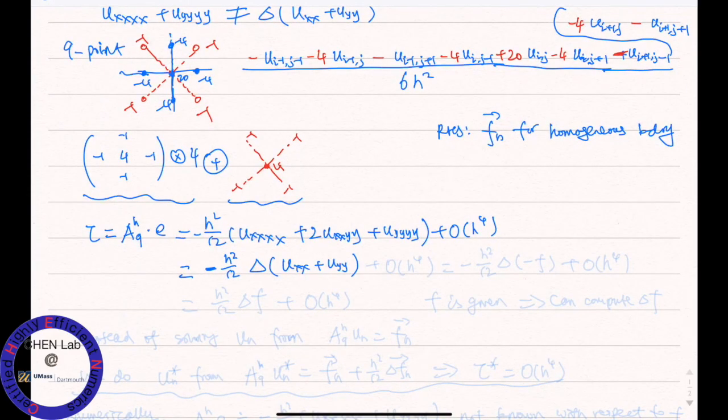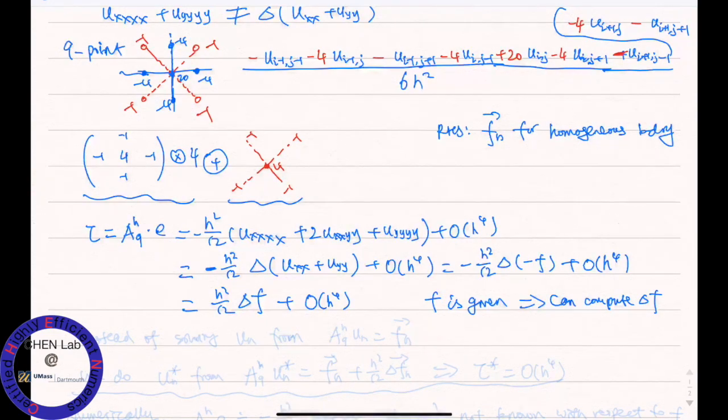But we know negative Laplacian u is f, so that's negative h squared over 12 Laplacian of negative f plus order h to the fourth. So that's nothing but h squared over 12 Laplacian of f plus order h to the fourth. So f is given, which means we can compute Laplacian of f. Okay, and then we can solve for the more dominant part of the error, and then put that part of the error back to the solution, or better yet, just solve it once.